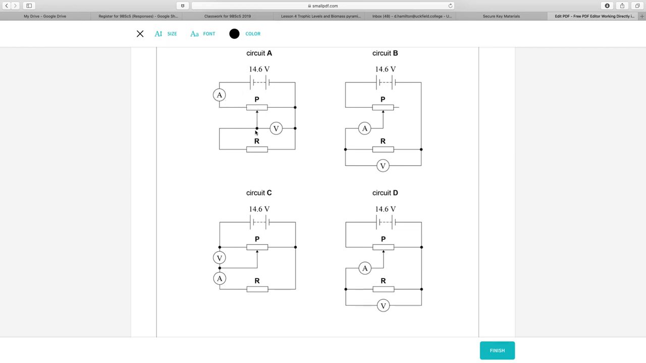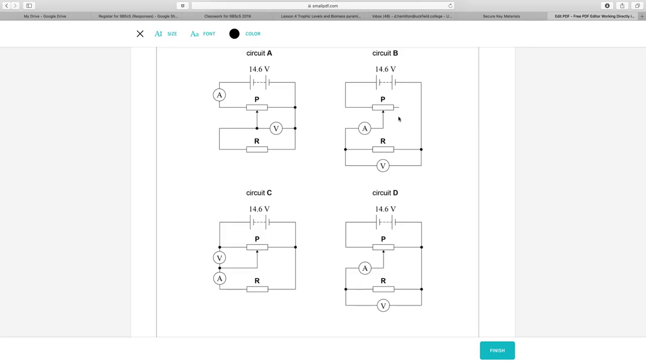Clearly, some of it will flow this way. But this is not the current through R. This is the current through P and R. So circuit A is wrong because it's the wrong current.